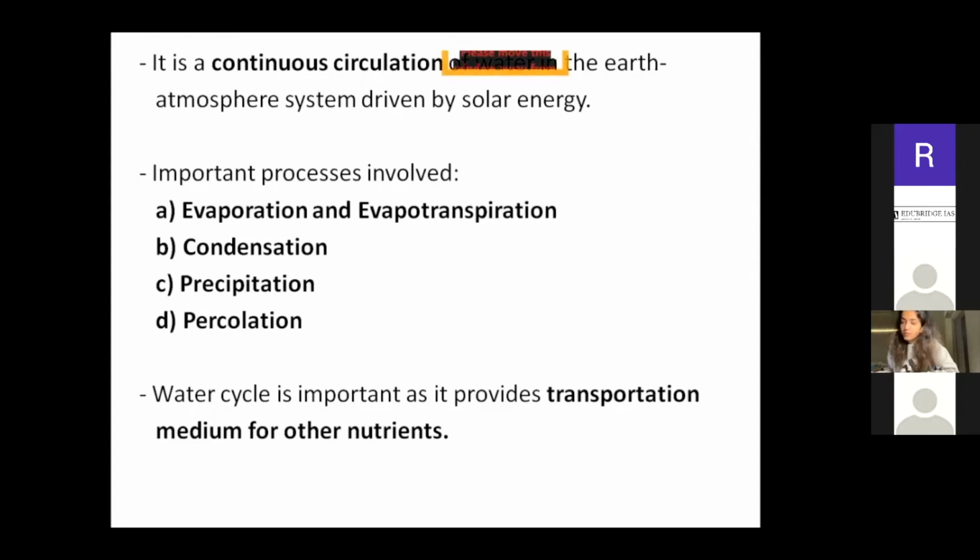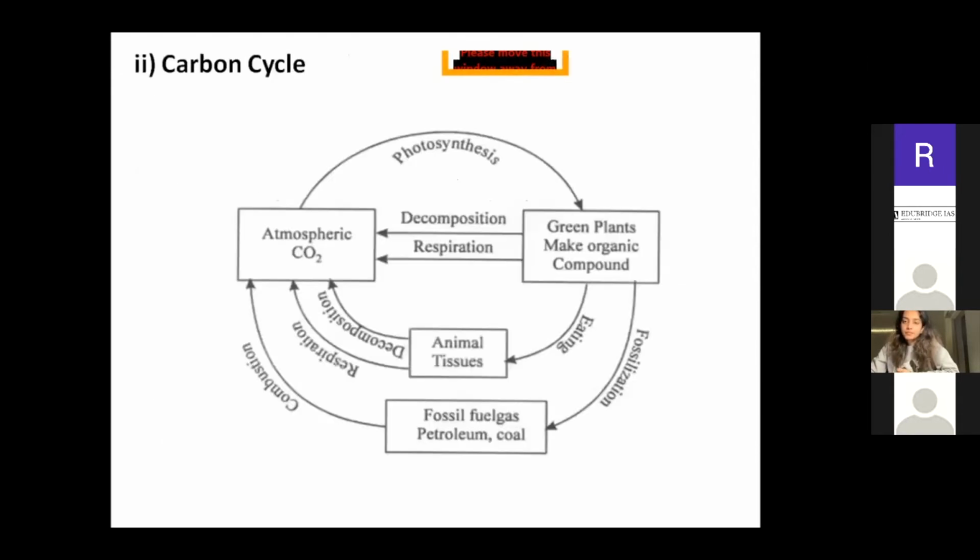Fine. And these are the four processes which are important in the water cycle. Next. Next is the carbon cycle.